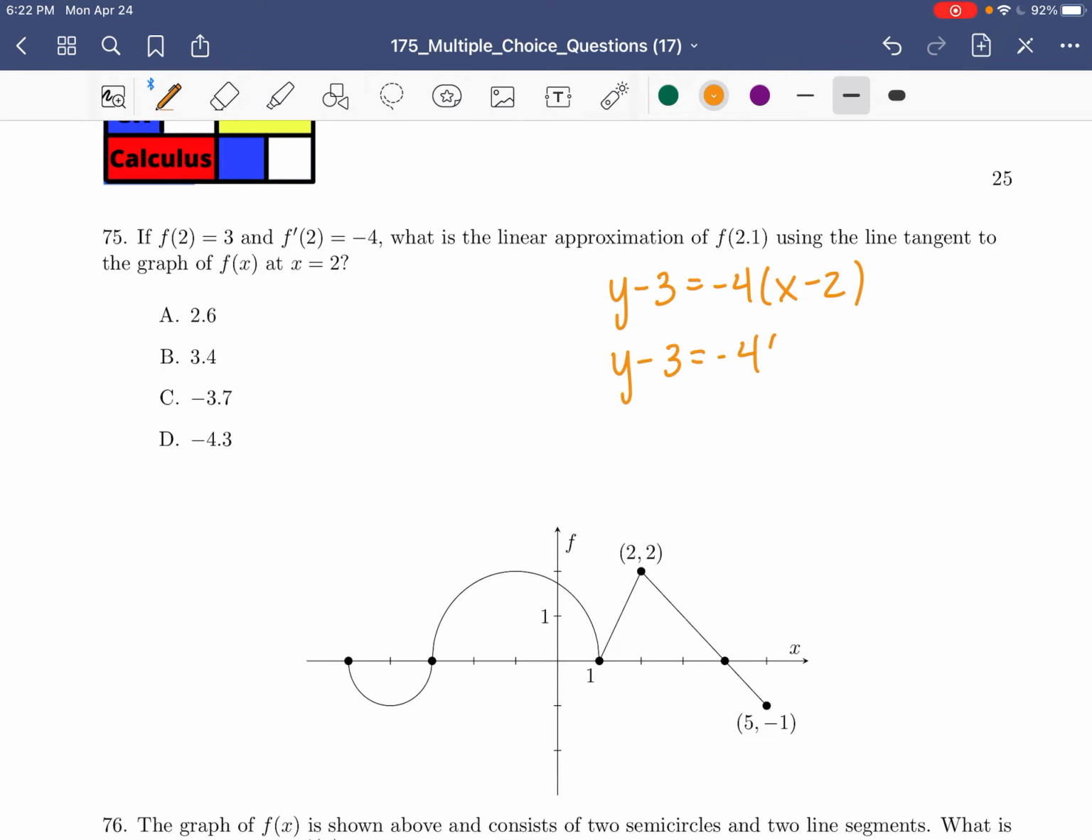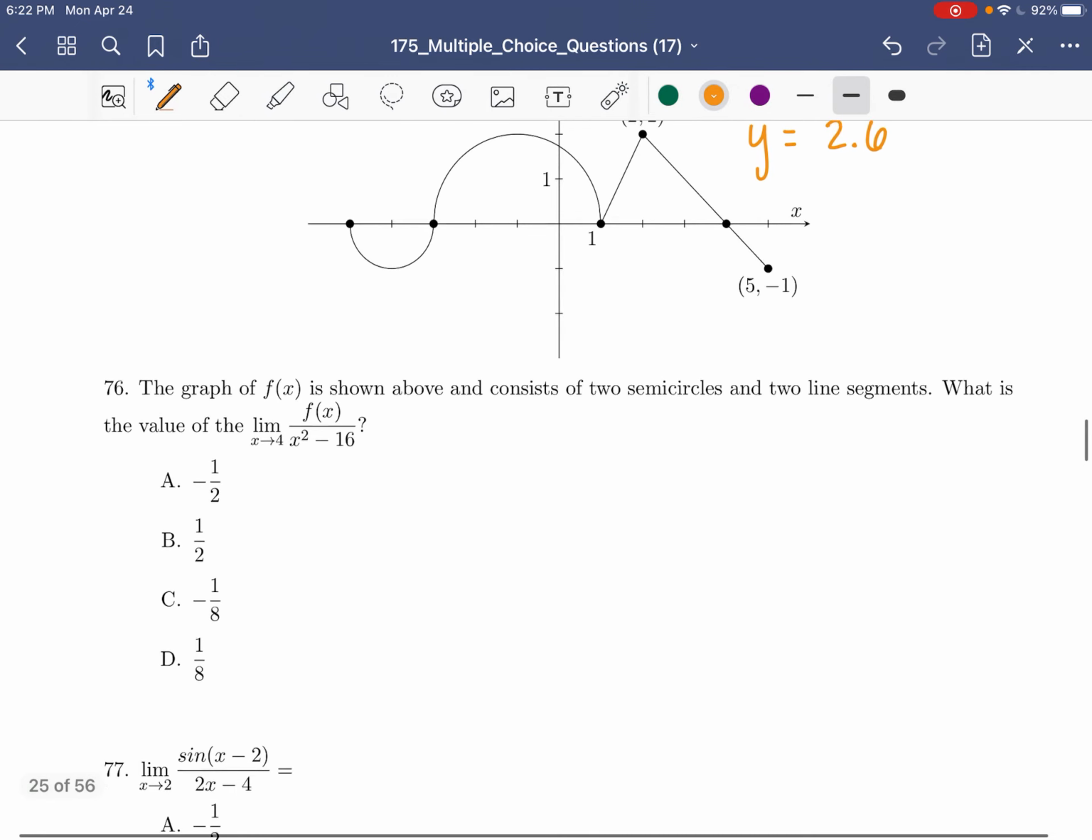So y minus 3 equals negative 4 times 2.1 minus 2. Y minus 3 equals negative 4 times 0.1. So that's going to equal negative 0.4. When I add 3, I'm going to end up with 2.6, or A.